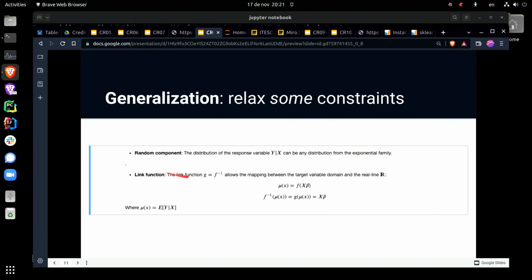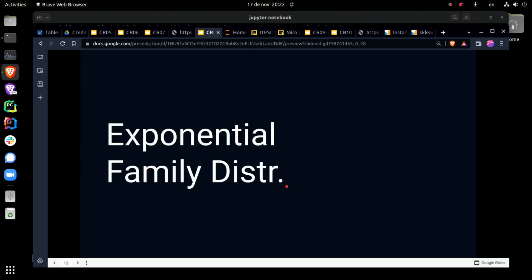And therefore, we also need to propose a link function to make comparable, once we have our model, the output of the linear combination with the domain of the parameter corresponding to the distribution of our target variable, right? So that's the main objective.